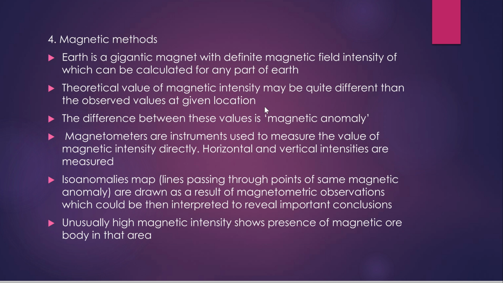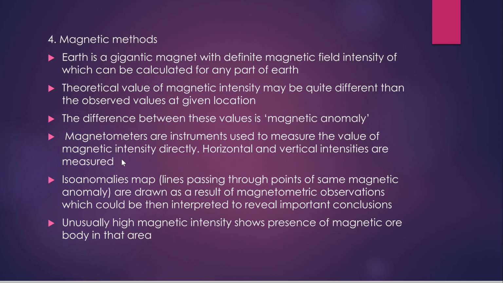So in the last method we heard about gravity anomaly. Here we have magnetic anomaly. Magnetic anomaly is the difference between the theoretical magnetic intensity and the actual magnetic intensity. Here magnetometers are used to measure the value of magnetic intensity directly. Horizontal and vertical intensities are measured. So from magnetometer observations we can find out the magnetic anomalies.